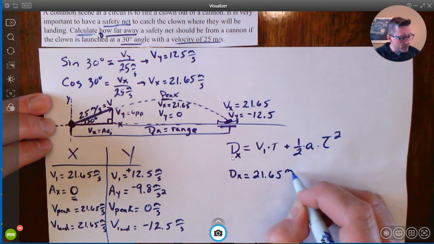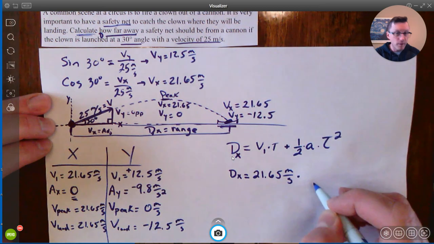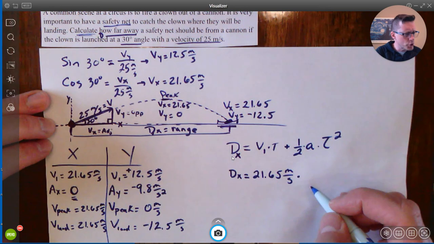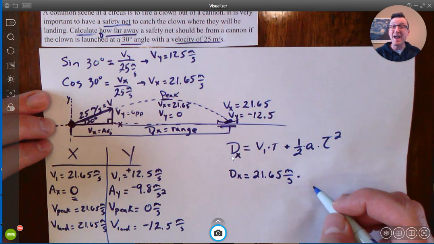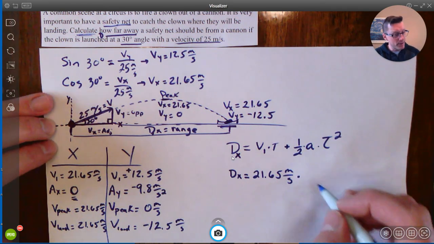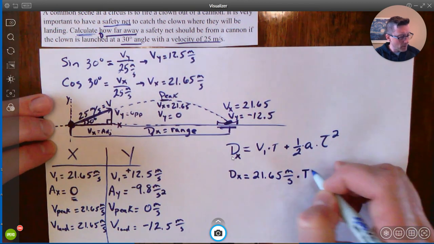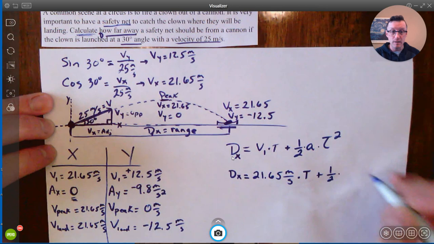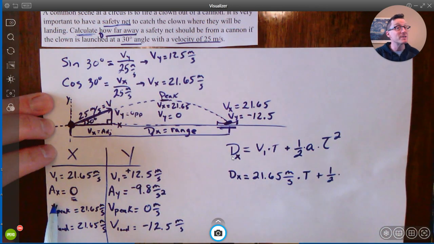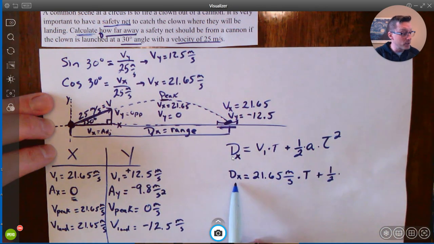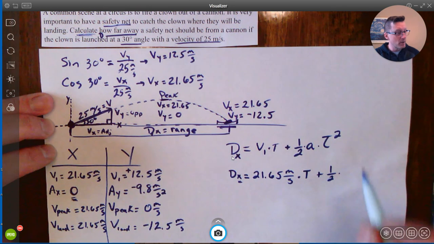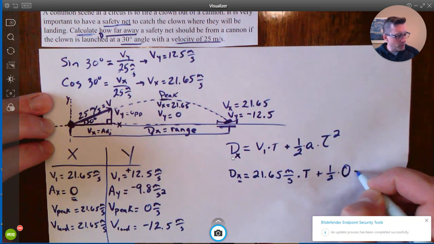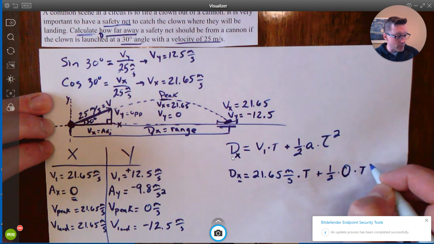21.65. That's meters over seconds. Multiply by time, look at my numbers, look at my chart, look at my picture. I don't have a T, so right now that's an unknown. Plus 1/2 times A, look at my chart again, I have to use the X. I can only use X numbers here. My acceleration in the X direction is a big fat zero. Multiply it, and I still don't have time, so that's time squared.